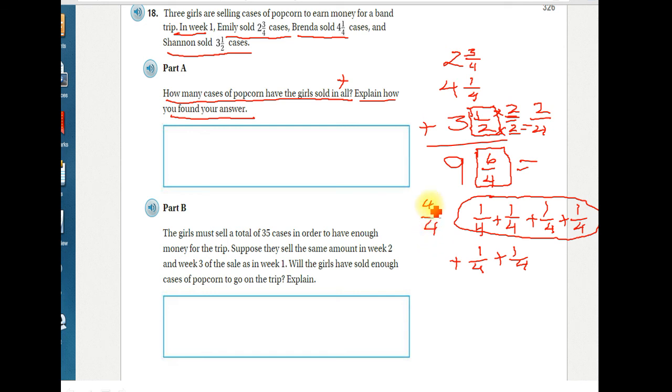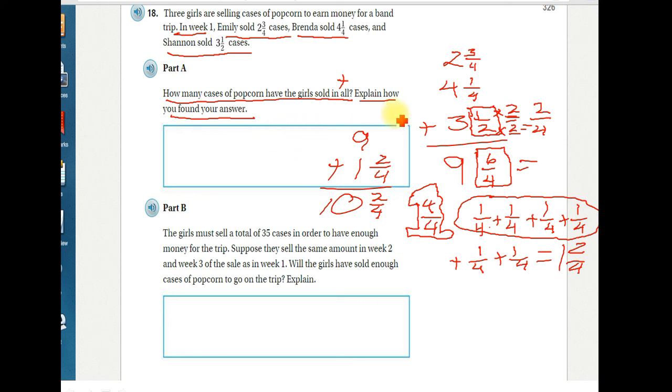So I have 1, think of this as a big 1 whole, and then 2 additional fourths. So really all of this equals 1 whole from right here and 2 fourths. So now I have to go back to this 9. So now I have 9 plus this 6 fourths I changed to 1 and 2 fourths. So really I have 10 and 2 fourths now for my final answer.